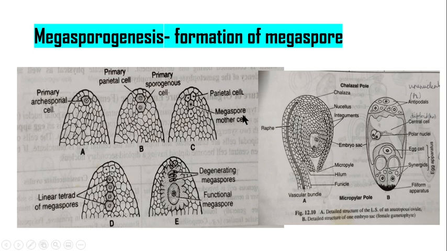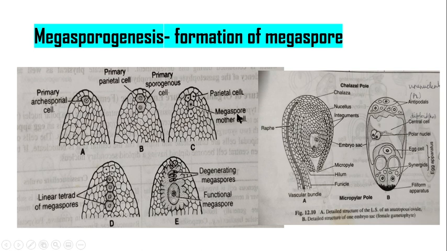So from where did we get the megaspore mother cell? Initially from the primary archesporial cell, which is nothing but a specialized cell present in the upper portion of the nucellus just beneath the epidermis. So from the archesporial cell we got the megaspore mother cell. Now this megaspore mother cell will divide by meiosis and give rise to a linear tetrad of four megaspores. These four megaspores are haploid, and out of these four, three will degenerate and one will remain functional, known as the functional megaspore.